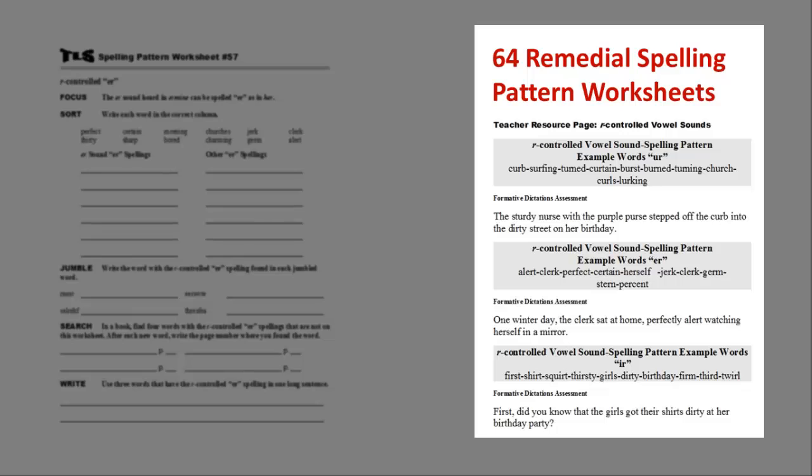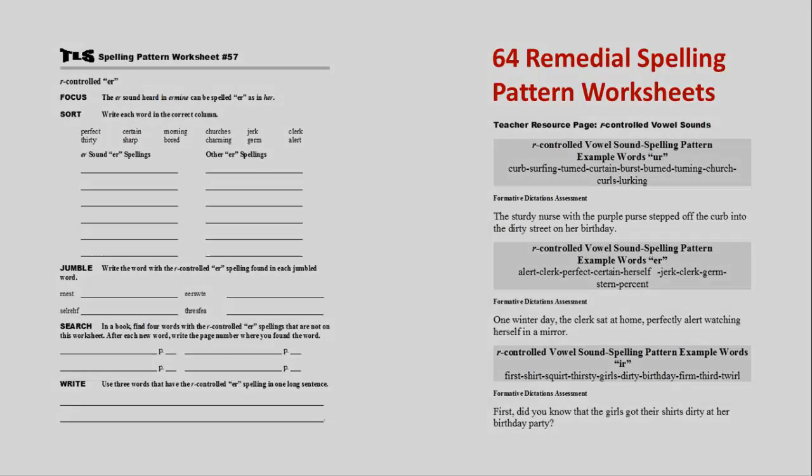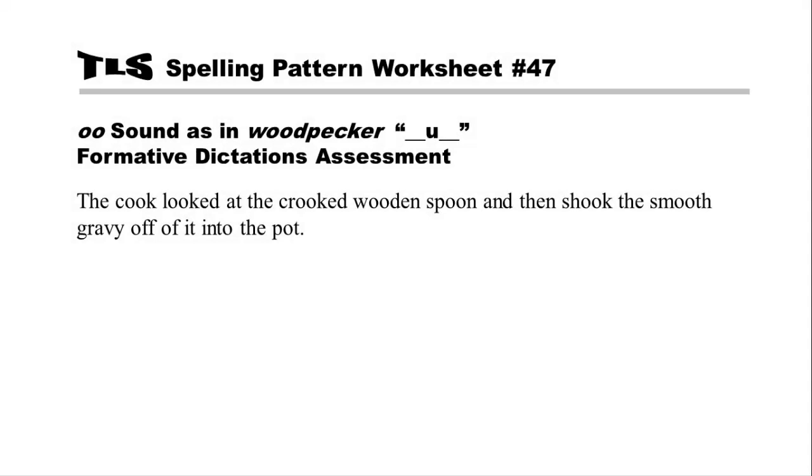Refer to the teacher resource page found at the beginning of each group of spelling patterns and locate the formative dictations assessment. Direct the students to turn their spelling pattern worksheet over to the back side, or use binder paper, and print the dictation as you read it. Note that each sentence dictation includes some words with the same vowel or consonant sounds, but different spellings, to require students to discriminate and problem solve among spelling choices.